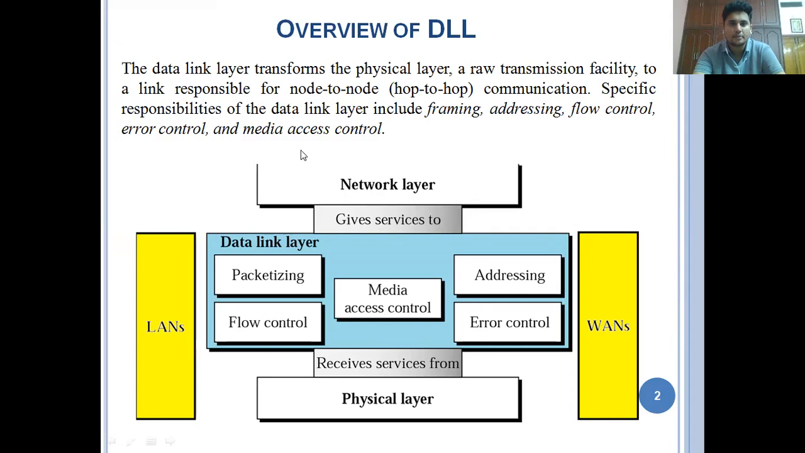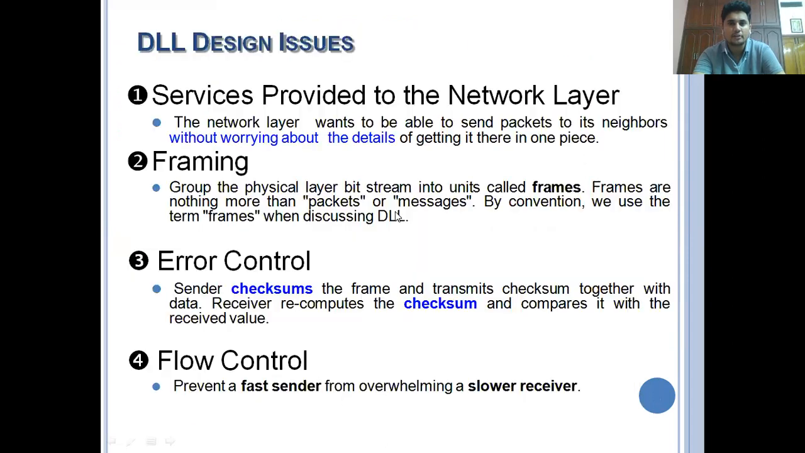The major responsibilities of the data link layer, which we already discussed, are framing, flow control, error control, and medium access control. These are the main data link layer design issues: services provided to the network layer, framing, error control, and flow control. These are the four major design issues of the data link layer. We covered all these topics in the previous videos.